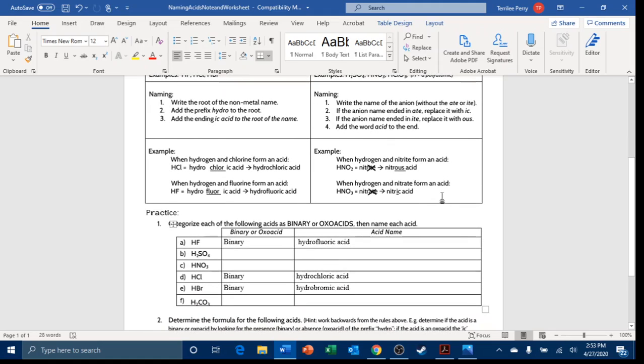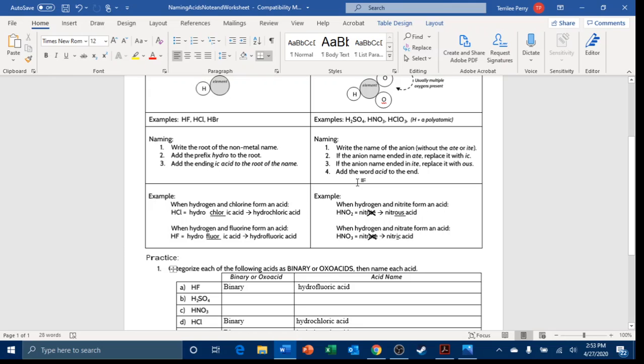All right, so when you have hydrogen and nitrite, you're not going to put hydrogen there. You're going to write the name of the anion. Okay, so it's nitric. So you're going to make it nitrous. Okay, I'm sorry, that's nitrite. So it's nitrous, because that's what this says up here.